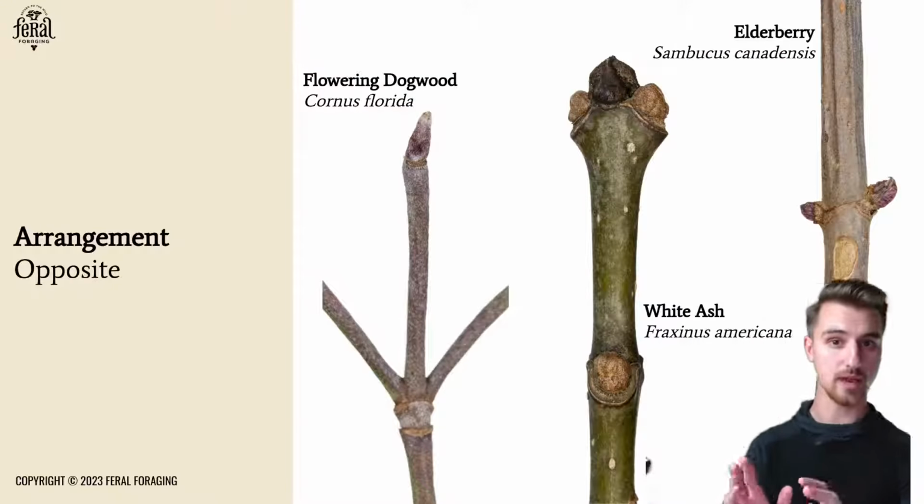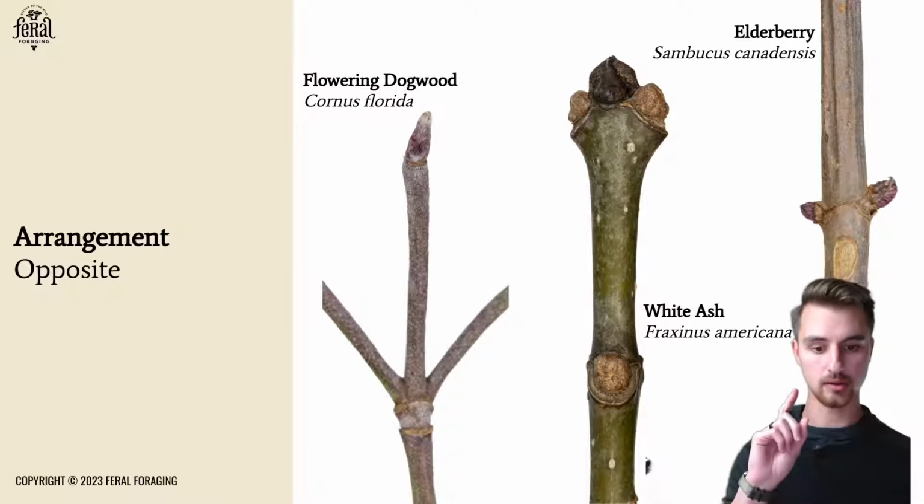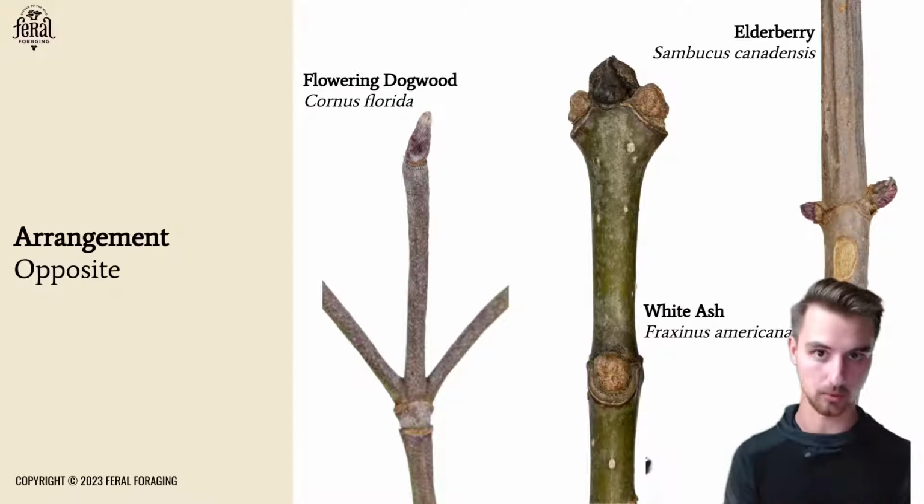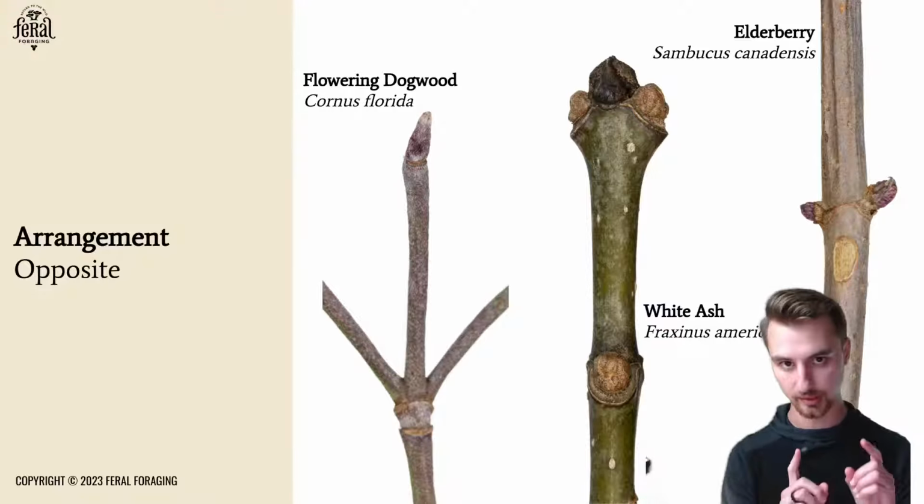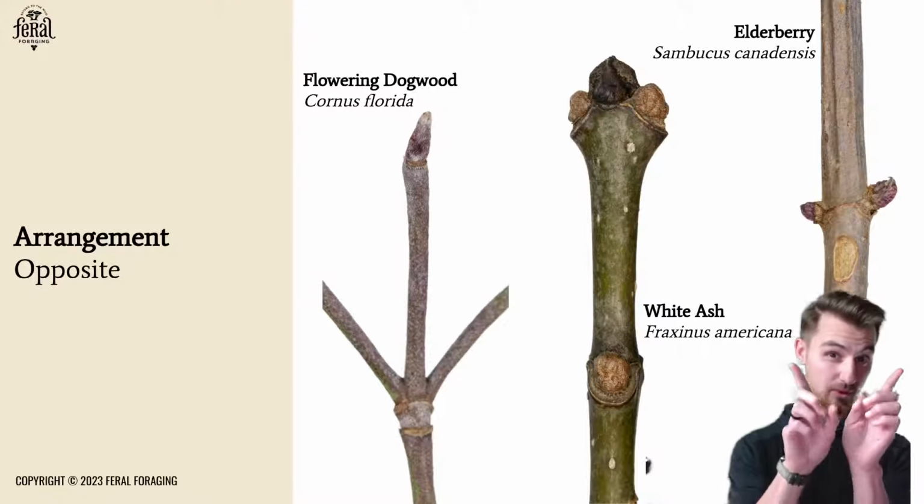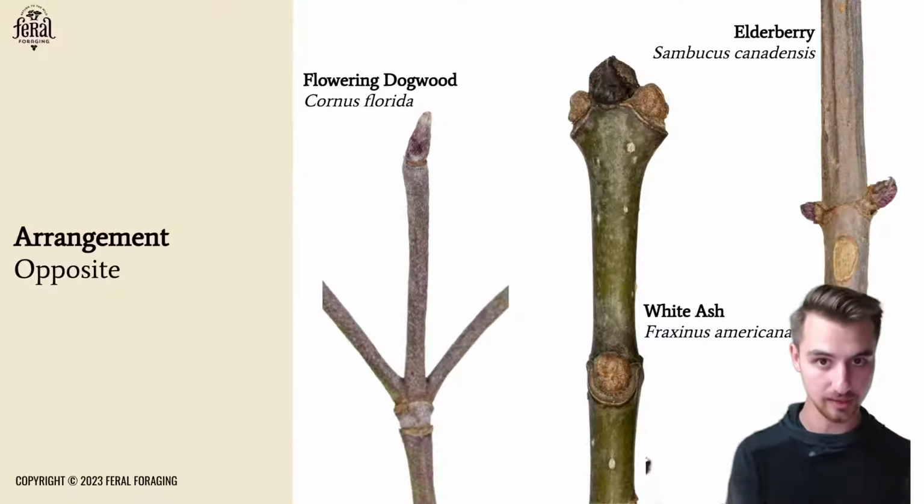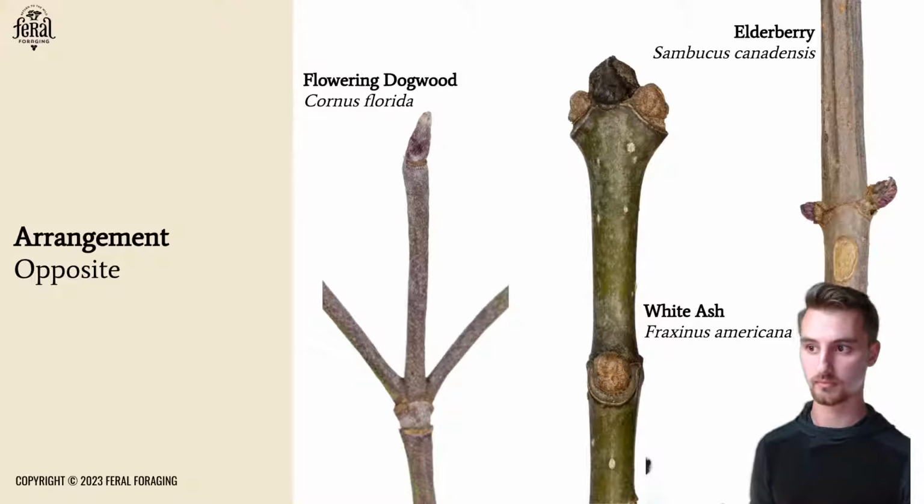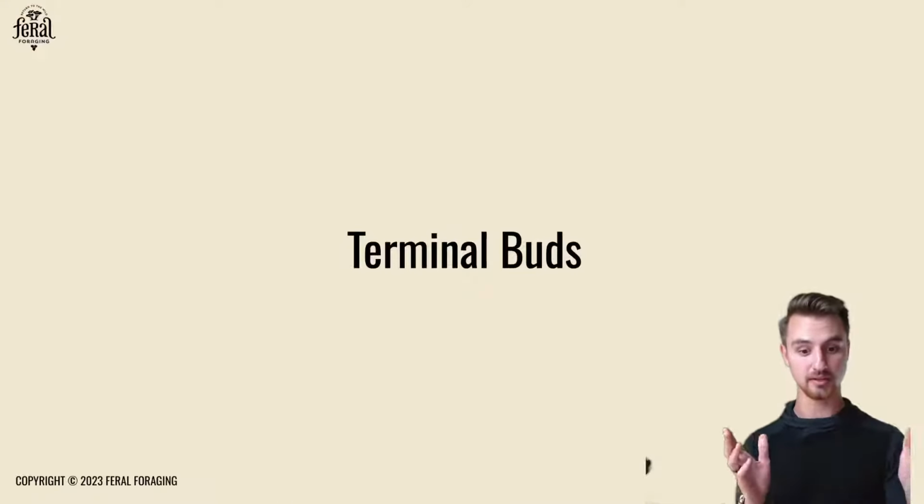You will notice, like with the ash right here, that there is one single bud at the top, and that is the terminal bud. We'll be talking about that in just a second, so keep that in mind. If you ever see three at the top like that, but there are two coming off at that point, it is still an oppositely branched tree. Actually, perfect. It is the next one here right now.